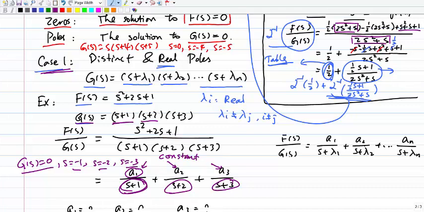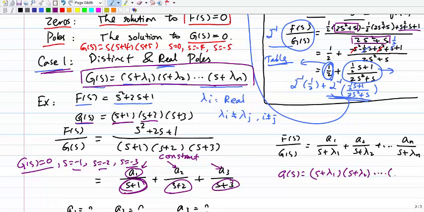So the general case says f(s) over g(s) is just a1 divided by s plus lambda 1, plus a2 divided by s plus lambda 2, plus an divided by s plus lambda n, if g(s) is given by this form. So this is when we have distinct and real poles. We can always write f(s) over g(s) like this, assuming my g(s) is (s plus lambda 1)(s plus lambda 2), and so on, up to (s plus lambda n). Don't forget another condition: the degree of f(s) has to be less than the degree of g(s). If that's the case, I can always write f(s) over g(s) in this form.